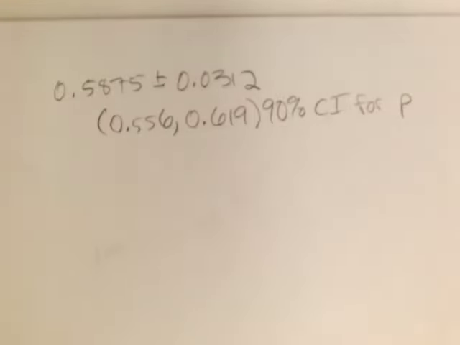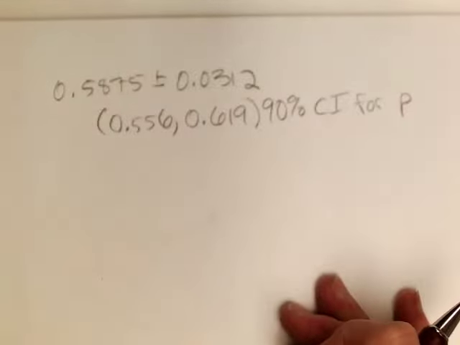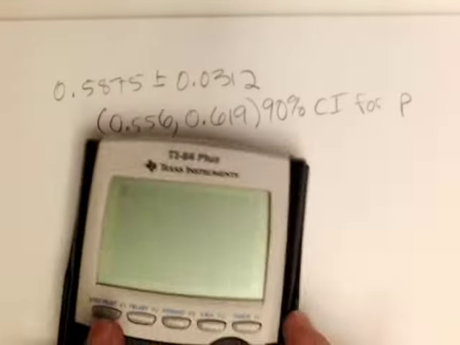So that's going to be a 90% confidence interval for p, the true proportion, or the population proportion, of adult males who have gone to the dentist in the last year. Let's go ahead and get this in the calculator directly.